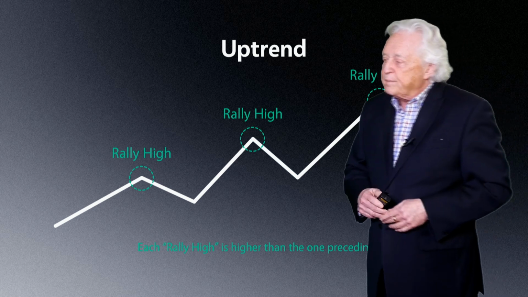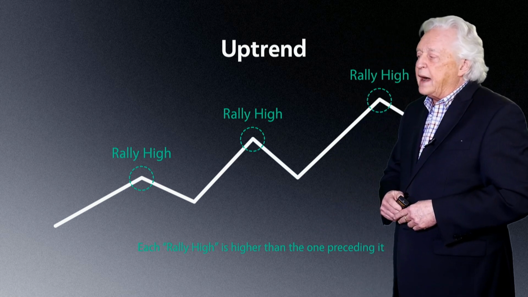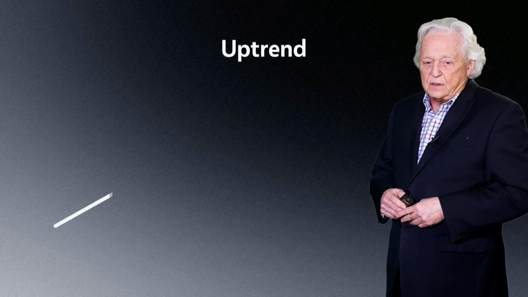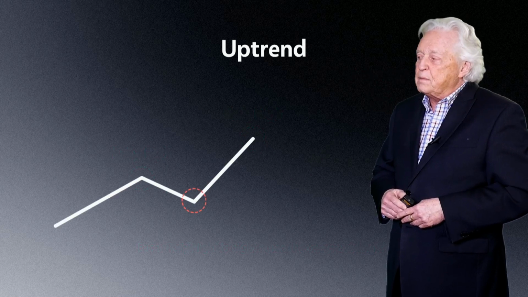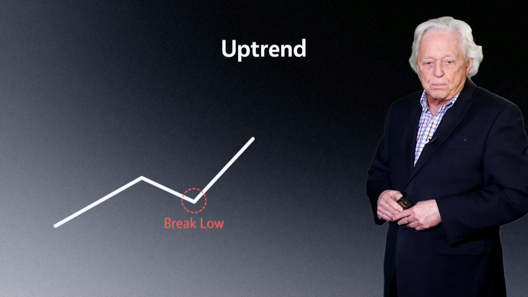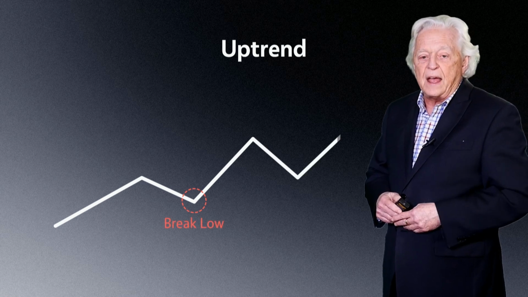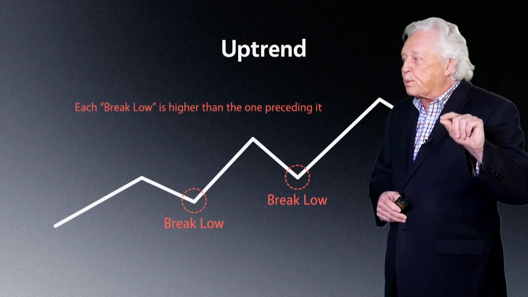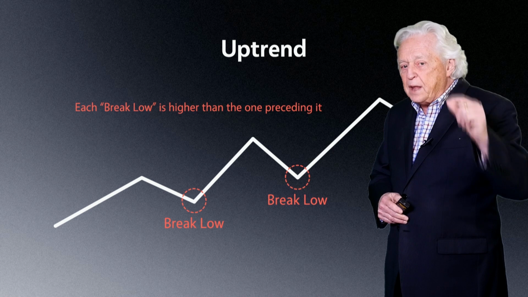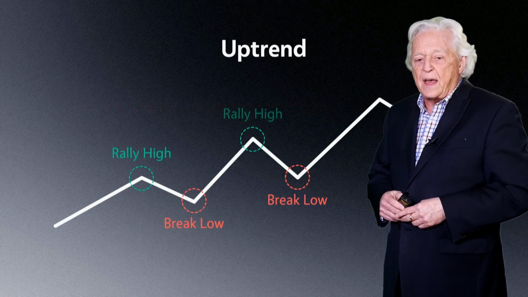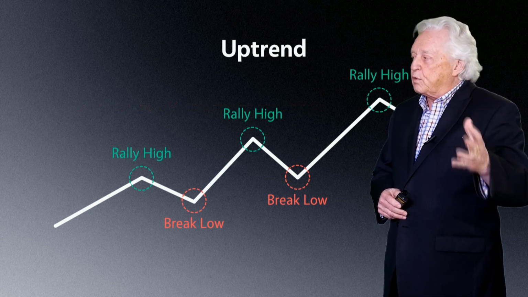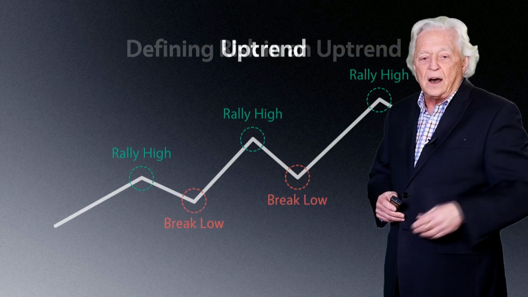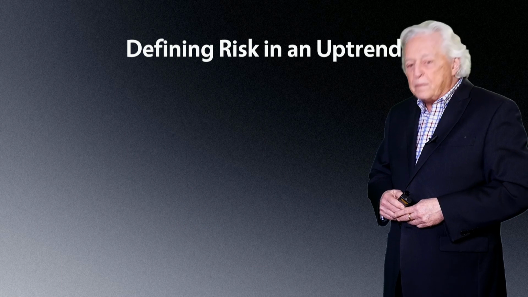So now what do we have? You'll notice that each rally high is higher than the one preceding it. What else do we see on this chart? Well, as the market came down and made this pattern, we had a break low. Again, after the fact, the market did it again, and there's our next break low. So each break low is what? It has to be higher than the one preceding that one. So we have a pattern of rally highs that are higher. We have break lows that are higher, and that is how you have an uptrend.